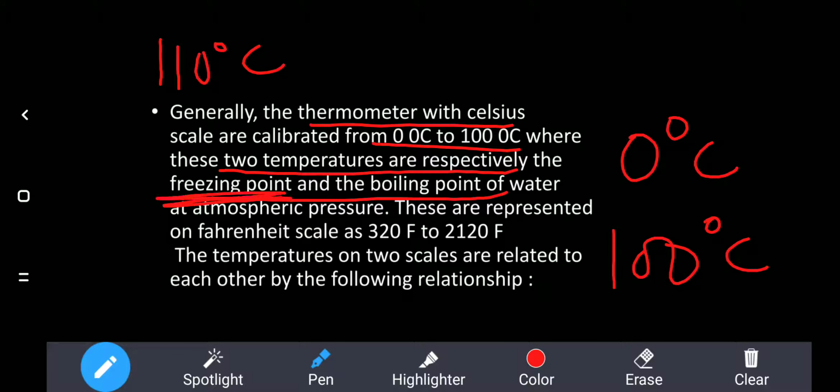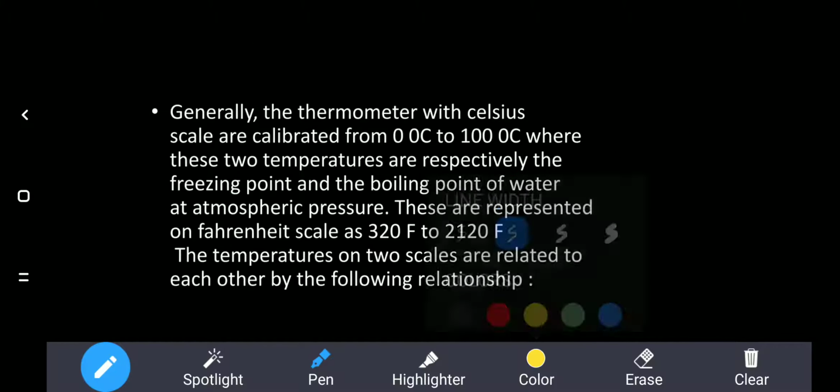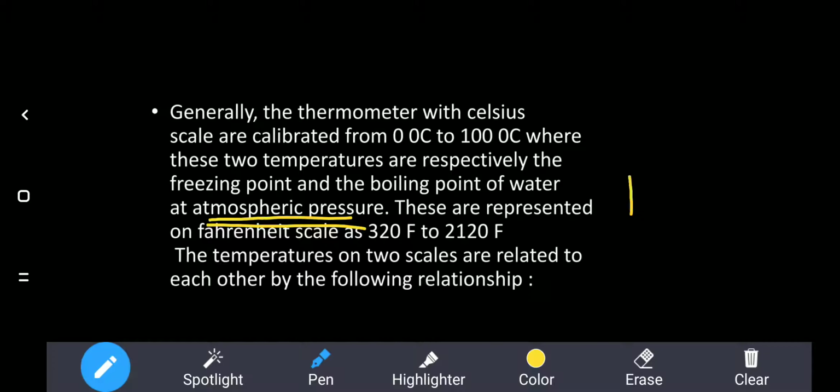So the freezing point of water, everyone knows, is 0 degree Celsius and the boiling point is 100 degree Celsius at atmospheric pressure, which has the value of 1 atm. These are represented on the Fahrenheit scale, that is the third unit of measurement of temperature, as 32 degree Fahrenheit to 212 degree Fahrenheit. The temperatures on two scales are related to each other with the following relationship.